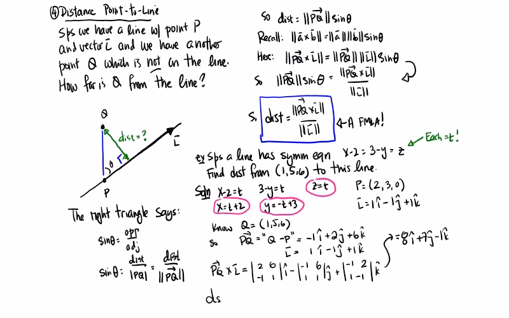So then the distance is the magnitude of PQ cross L over the magnitude of L. Now the magnitude is the square root of the sum of the squares of the terms. This is the square root of 64 plus 49 plus 1 over the magnitude of L, which is the square root of 1 plus 1 plus 1. Well, it's really 1 squared plus negative 1 squared plus 1 squared. So at the end of the day, this is square root of 114 over the square root of 3.